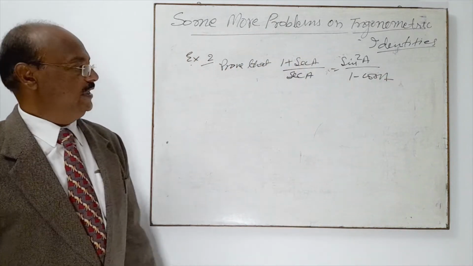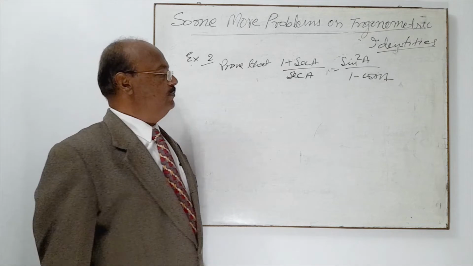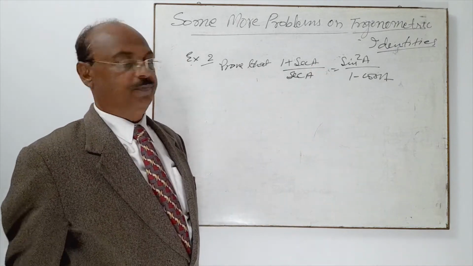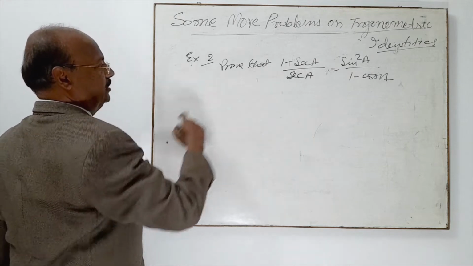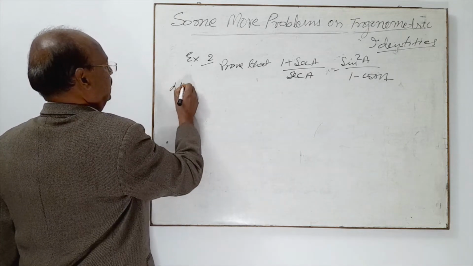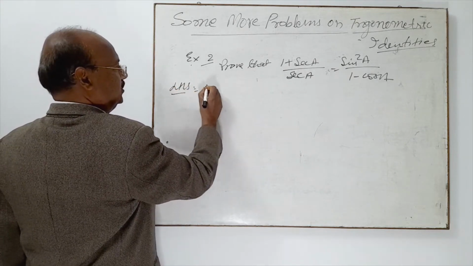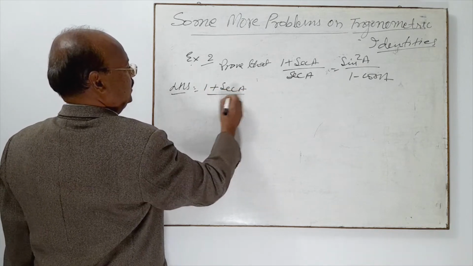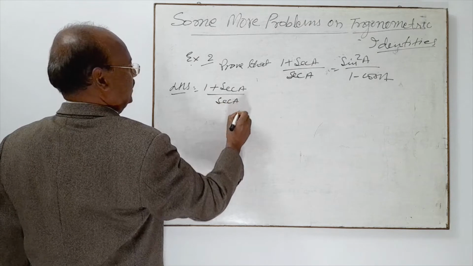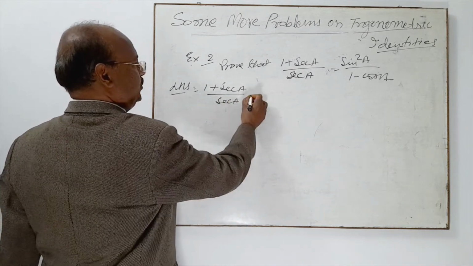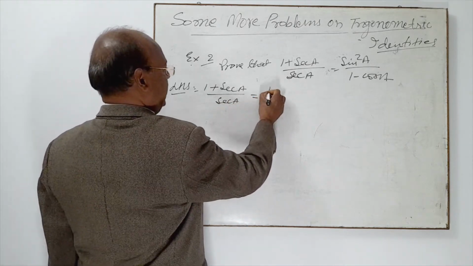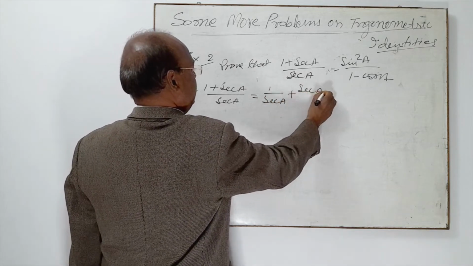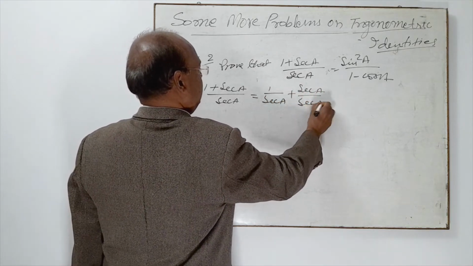The question is very simple. We will simplify the left hand side and right hand side separately. Okay, so let us start with the left hand side. Your left hand side is 1 plus sec a upon sec a. So you see, we can write 1 by sec a plus sec a upon sec a.